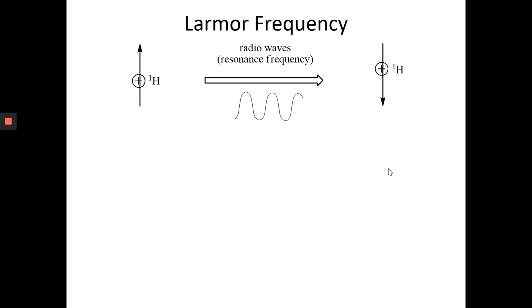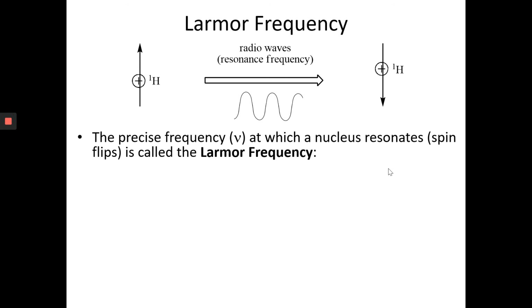This particular resonance frequency has a name. It's called the Larmor frequency. Right? So the Larmor frequency is that precise frequency that causes a nucleus to resonate. And by resonate, we mean to flip from spin up to spin down. This is called a spin flip. So if you have a hydrogen nucleus, you blast it with its Larmor frequency, it will flip up and down, or down to up. And this is the equation that you can use to calculate the Larmor frequency.